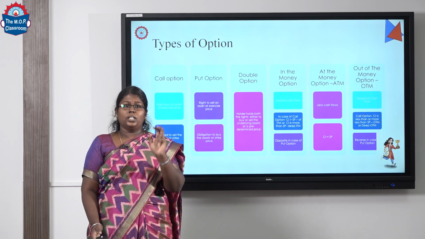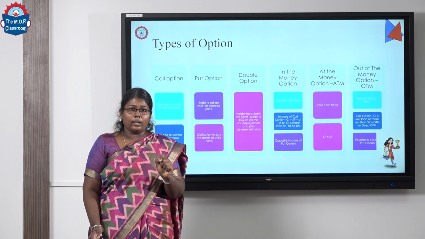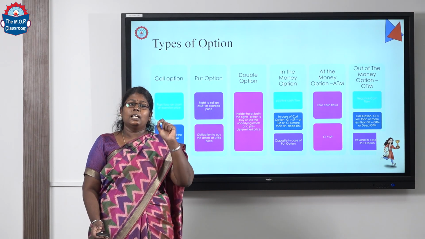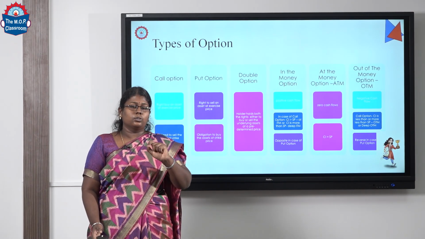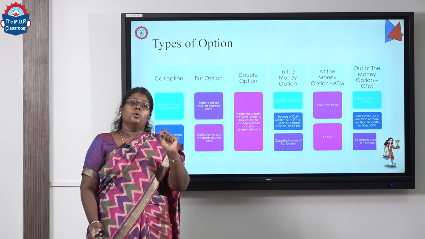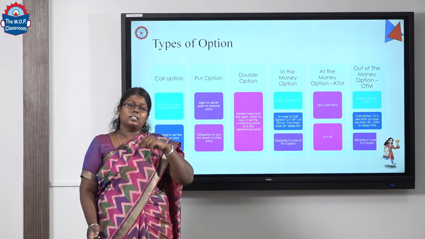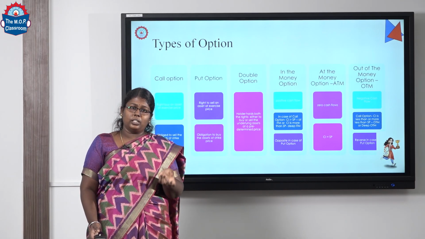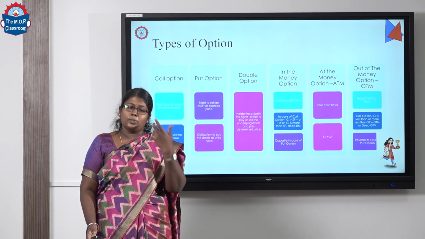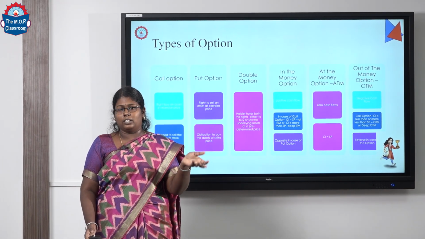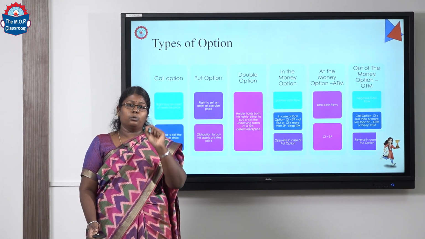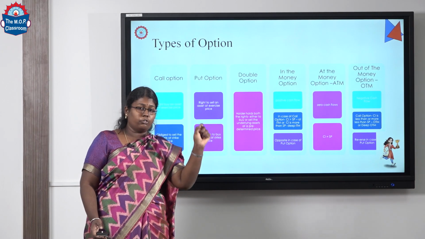Next is the put option. In the put option, the writer has a right to sell the securities at a predetermined price in the existing market. So this is called the put option. When I say double option, the writer has both options, either to buy the security or to sell the security at a predetermined price which is mentioned in the option contract. It will be called the double option.